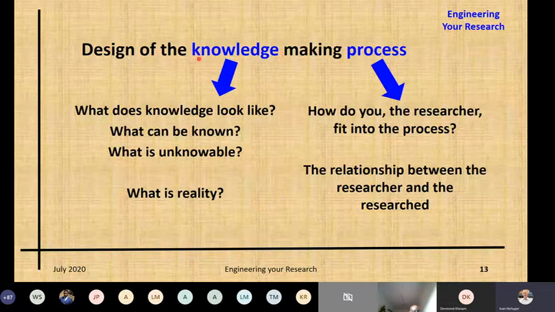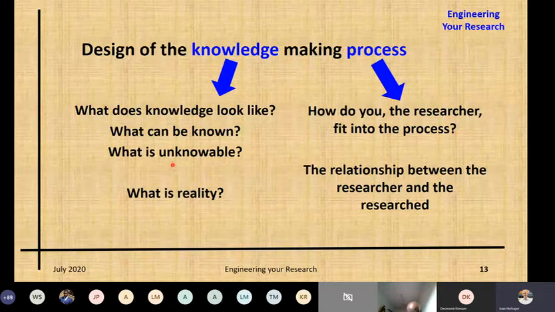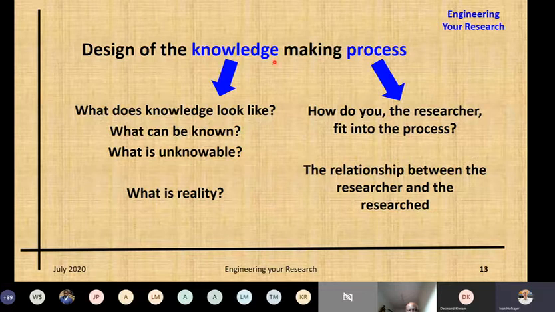So we need to know what knowledge looks like. And we can ask some questions. What does knowledge look like? What can be known? What is unknowable, and what is reality? Now, this sounds like something that comes out of philosophy, right? So what can be known and what is reality? This looks like it doesn't really have much bearing on engineering. Don't worry, we're going to look at a couple of examples where these things are going to become immediately visible as to what I mean by them. So pretty much we want to know over here under knowledge, to what extent can something be known, right?